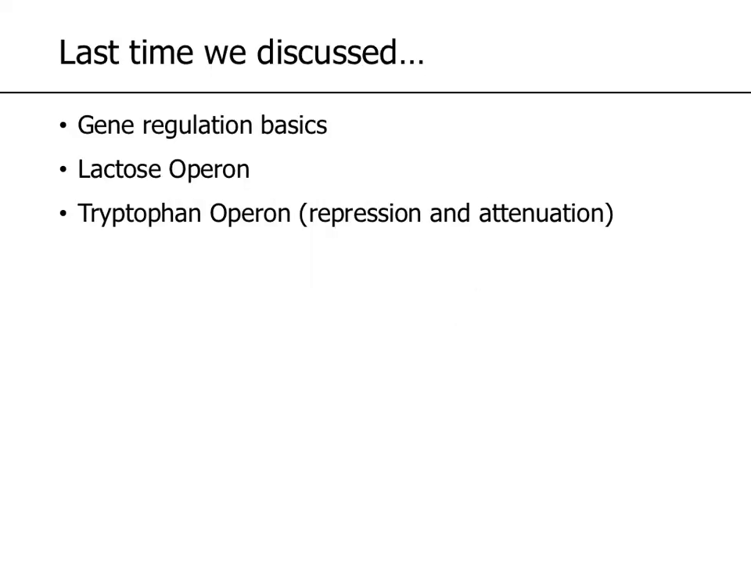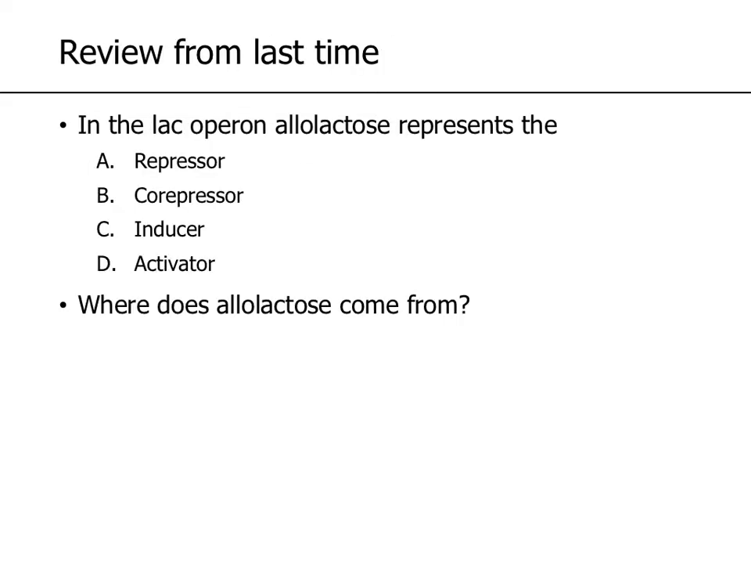All right, so last time we talked about some of the gene regulation. We talked about the general concepts of how gene regulation worked, and the two main cases were the lactose operon and the tryptophan operon. So here are some review questions. Can anybody tell me the answer for the first one? Yep, good.